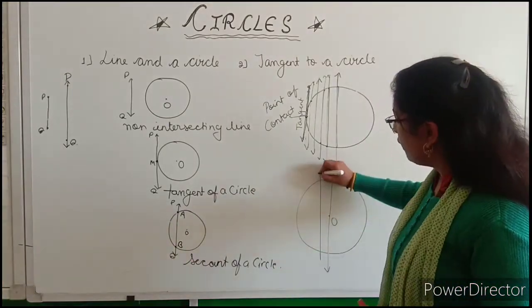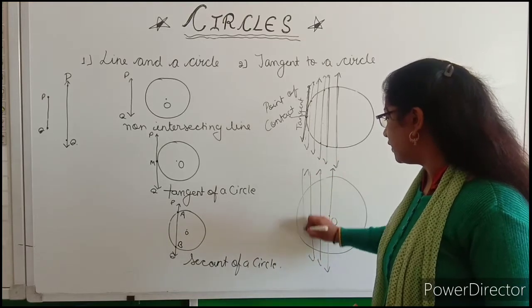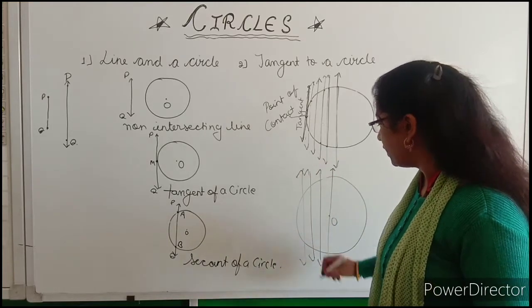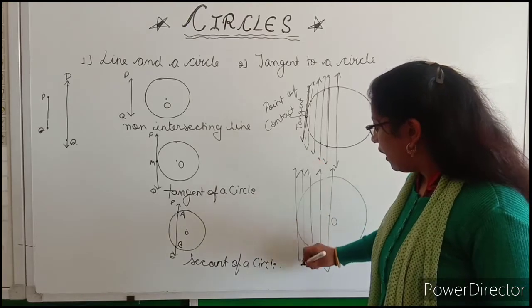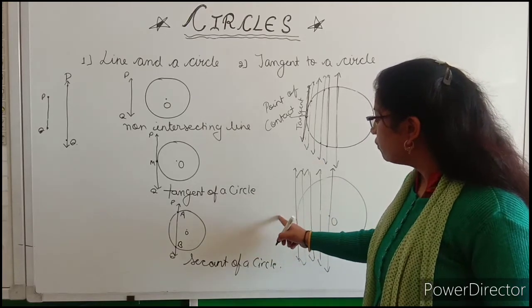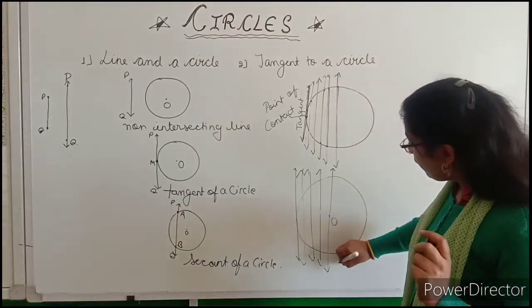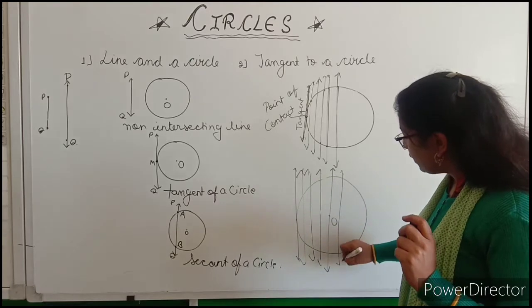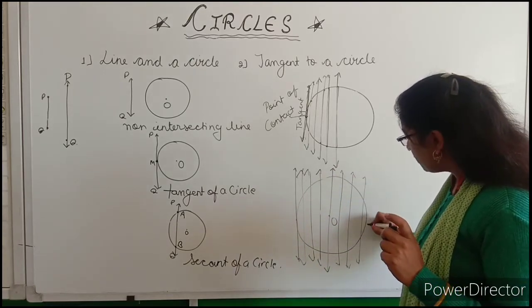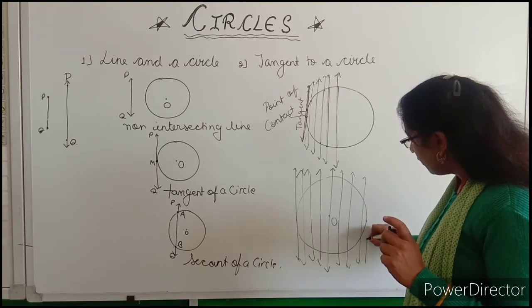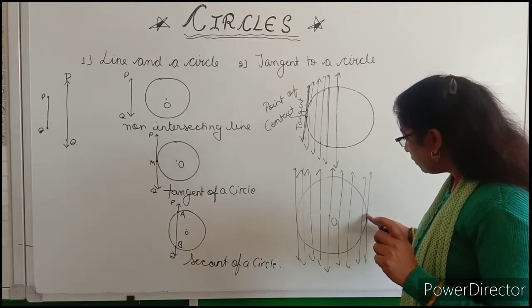So I am drawing a line which is parallel to the secant. Again one line which is parallel to the secant. And finally I reached here when it becomes tangent. Okay, I got one tangent. And if I move outside it, it will become a non-intersecting line. And on this side, if I move, these are parallel to the secant. Again one more line is parallel to the secant. And when it touches the circle here, this becomes the tangent of a circle.